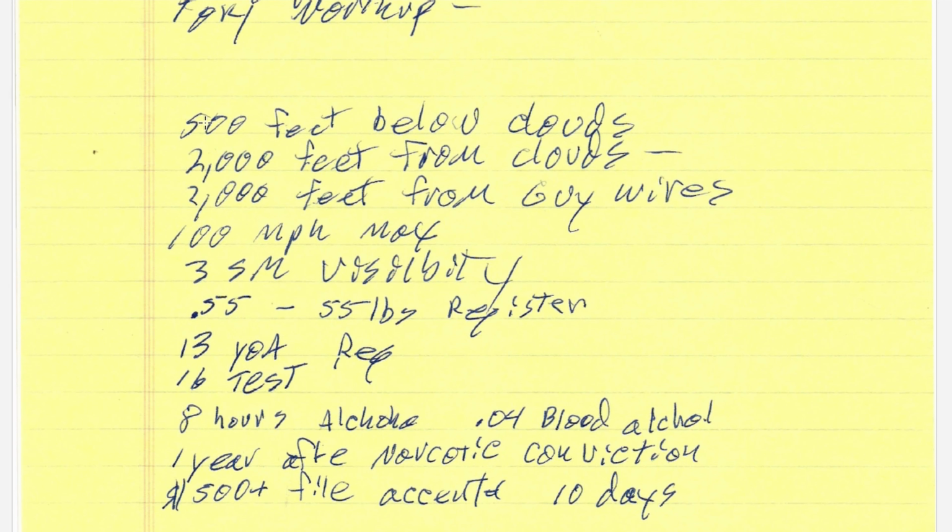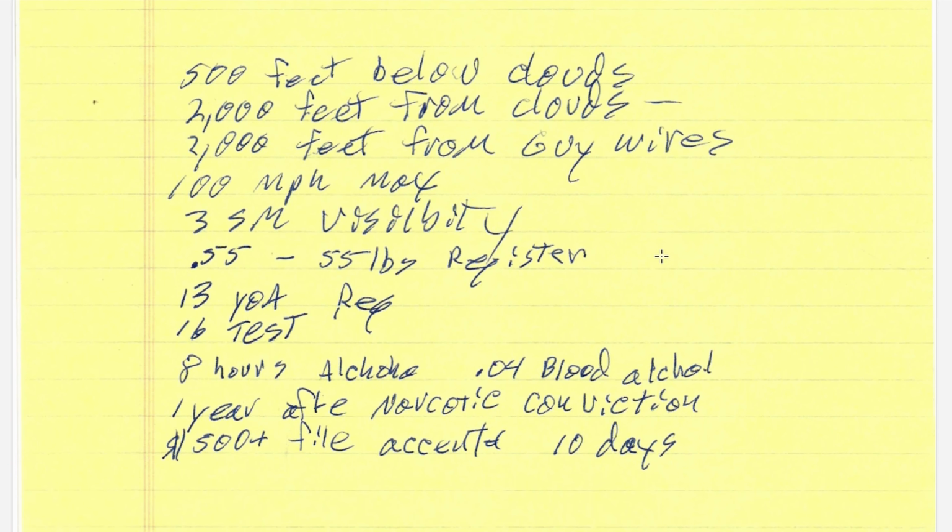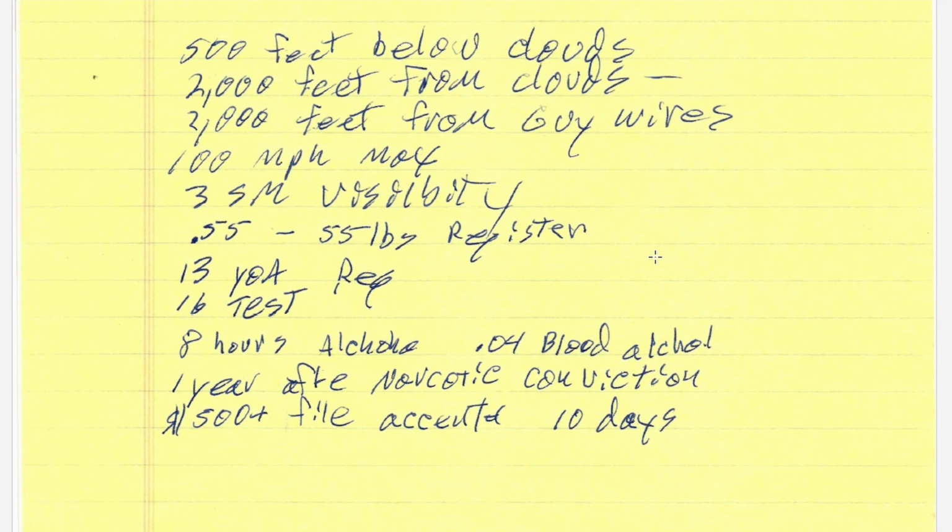You must fly 500 feet below the clouds, or don't fly, 2,000 feet from the clouds, 2,000 feet from any guide wires. 100 miles an hour is the max speed of a drone. You must have 3 statute miles of visibility. You must register your drone. If it's a half a pound to 55 pounds, it must be registered. You must be 13 years of age to register.